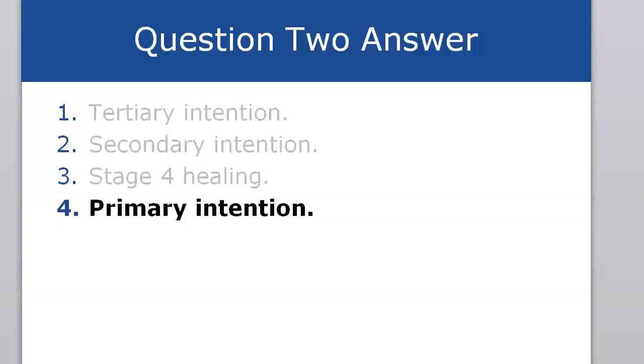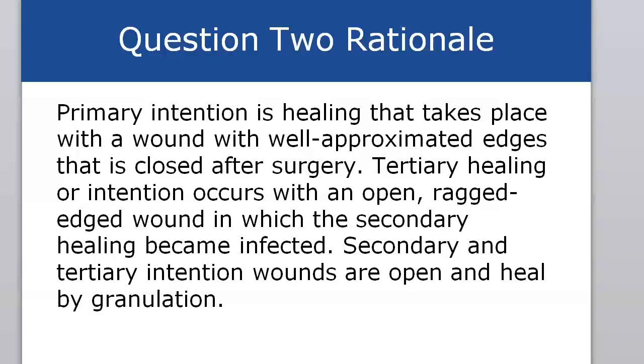And of course, I knew you all knew this. It is number 4, primary intention. Good job, everybody. And again, the rationale behind that is primary intention is healing that takes place with a wound with well approximated edges that is closed after surgery. Tertiary intention occurs with an open, ragged edged wound in which the secondary healing becomes infected. Secondary and tertiary intention wounds are open and healed by granulation.